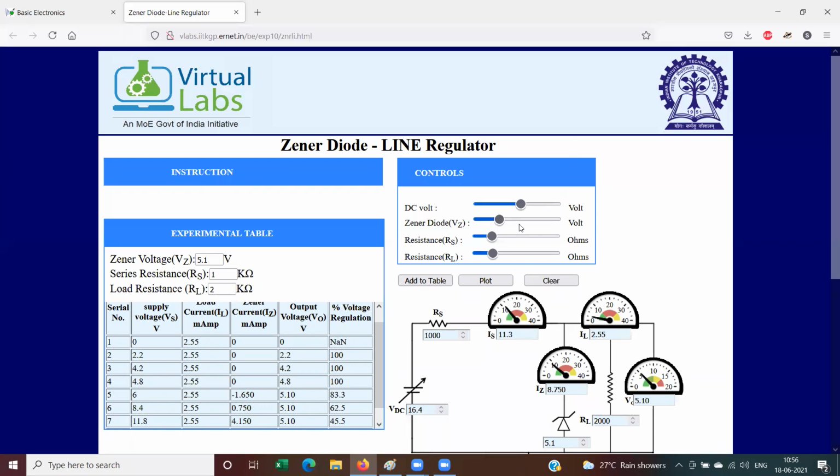Okay, keep on increasing. You will always get this value. Add to table.